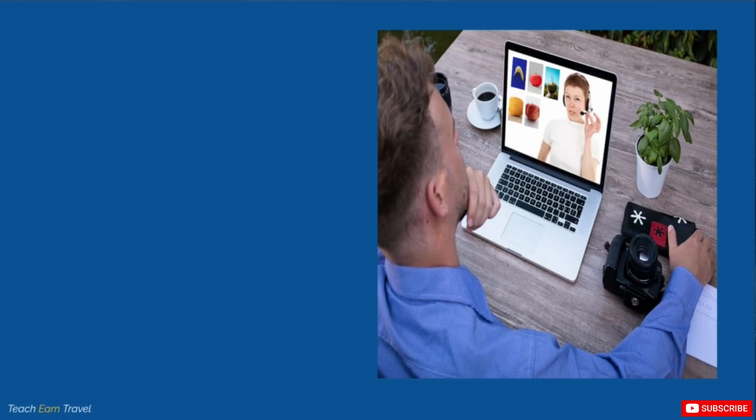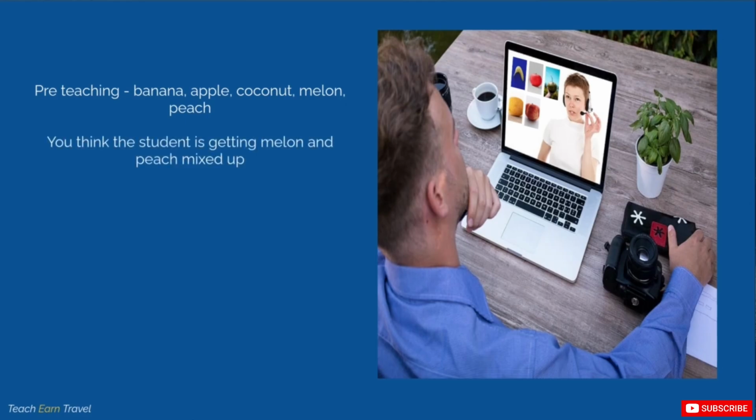But concept checking and eliciting and pre-teaching, these techniques work with the most basic vocabulary and also with the most advanced vocabulary. So it doesn't matter if you're teaching fruit or you're teaching a very complicated grammatical structure. These techniques still apply. So we've been pre-teaching banana, apple, coconut, melon, and peach. And you have noticed that as you've been going through these words, just a few times your student seems to have said peach when you pointed out the picture of the melon, and when you pointed out the picture of the peach, they said melon.